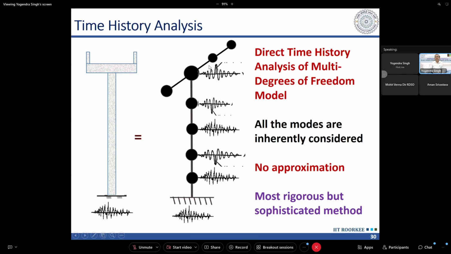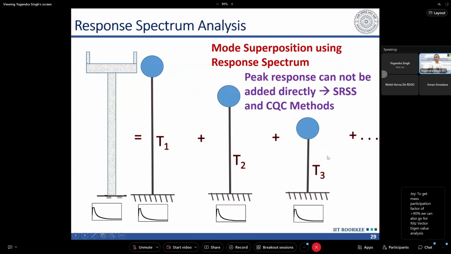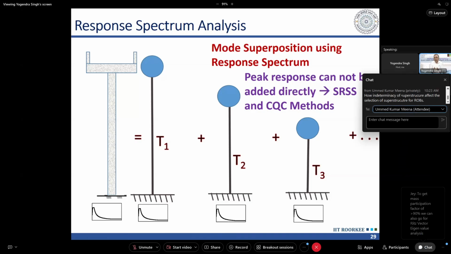But nevertheless, this is the most important, most accurate method which we can have for analysis of any structure. And here we get response with time at each degree of freedom, at each node. And here we are not having any approximation, and this is the most rigorous analysis method. So if it is not possible to use mode superposition method, we should be very clear that mode superposition method is applicable only when we are getting the modes to have 90% mass participation. Otherwise, this will be erroneous.